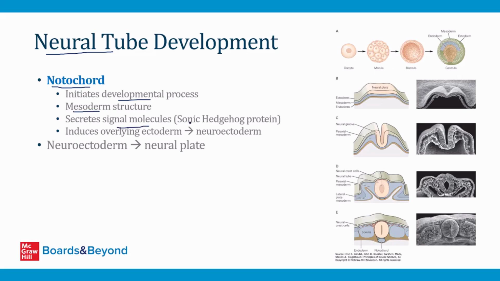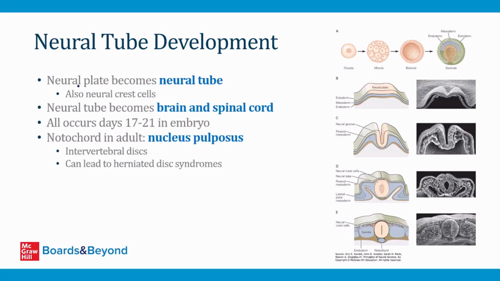For example, one of them that's well described in the literature is the sonic hedgehog protein, and these signaling molecules induce the overlying ectoderm that sits on top of the notochord to become neuroectoderm. The neuroectoderm will eventually go on to form the neural tube, although first it forms a structure called the neural plate. So the neural plate, as I just said, goes on to become the neural tube. It also forms neural crest cells. And the neural tube, as we're going to talk about a lot in this video, goes on to form the brain and the spinal cord. That's why it's such an important structure in neuroembryology. All of this occurs in the first few weeks, days 17 to 21 of embryogenesis.